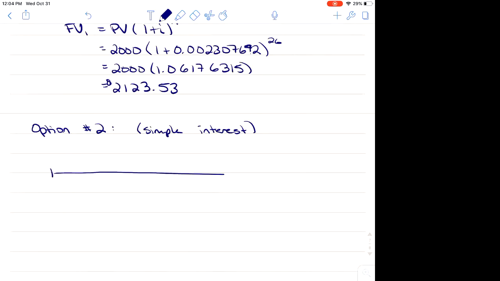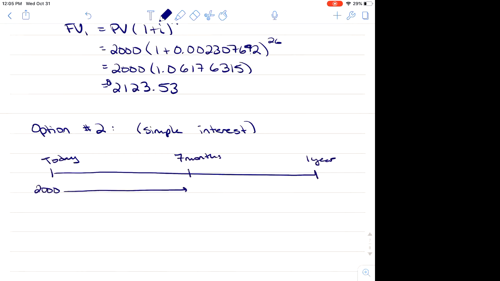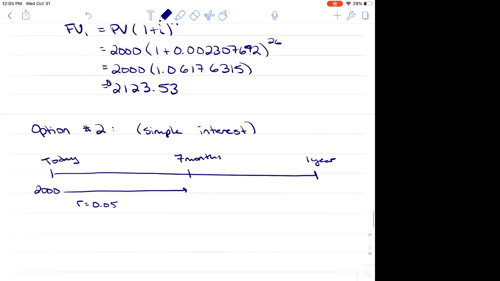We start today and then 1 year. For the first 7 months, was it? Our 2,000 is growing at a rate of 0.05, right? And the time for this little guy is going to be 7 over 12.